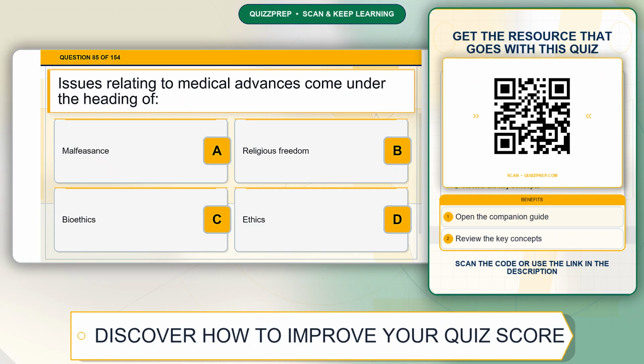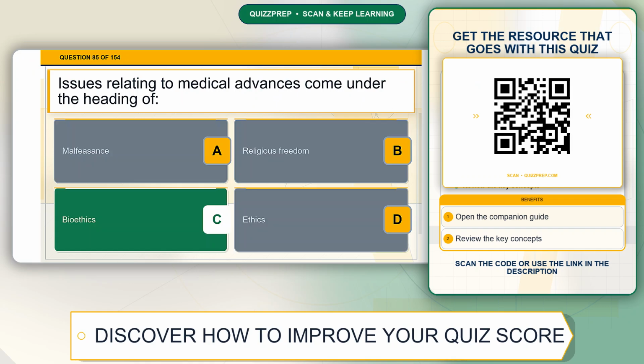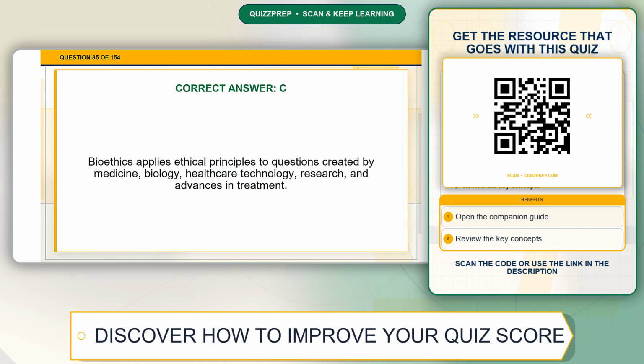Question 85. Issues relating to medical advances come under the heading of Option A, malfeasance. Option B, religious freedom. Option C, bioethics. Option D, ethics. The correct answer is option C, bioethics. Explanation. Bioethics applies ethical principles to questions created by medicine, biology, healthcare technology, research, and advances in treatment.